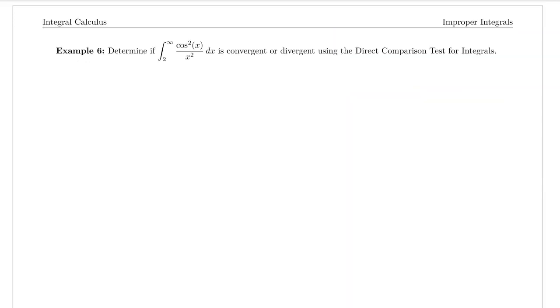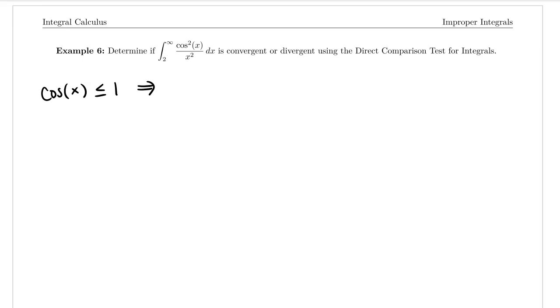Example 6 says determine if the integral from 2 to infinity of cosine squared x over x squared dx is convergent or divergent using the direct comparison test for integrals. So what I'm going to do here is start off by talking about cosine of x. I know from trigonometry that the range for cosine is all numbers between -1 and +1. So in other words, cosine of x has to be less than or equal to 1.